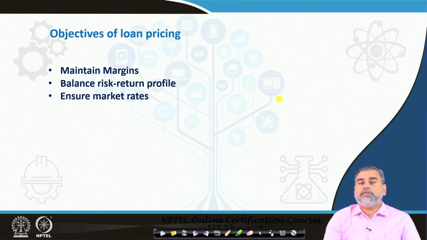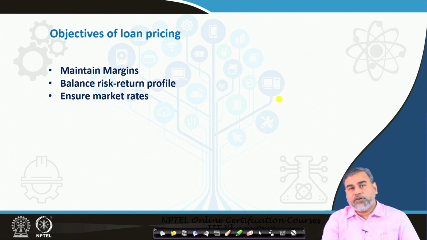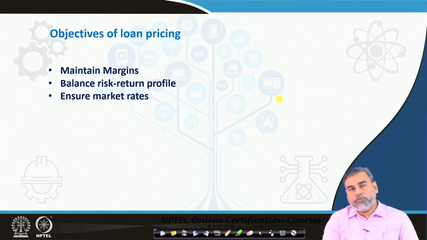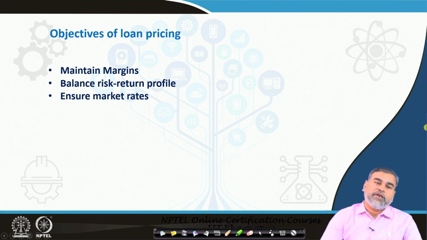And second, they have to ensure that there is a balance between risk and return of that particular loan. How much return am I generating and how much cost am I incurring against that? Because the cost means the risk I am going to be exposed to, mostly credit risk and other risks, and the return I am going to get should compensate for the risk I am exposed to.